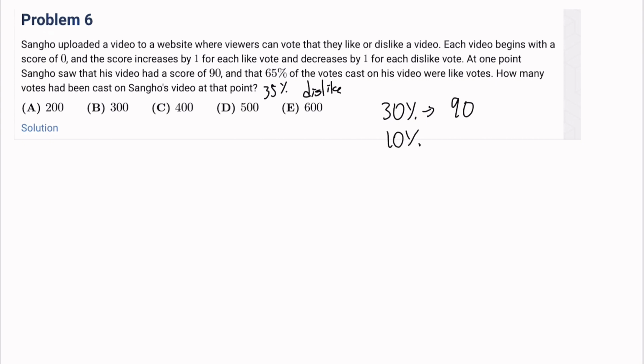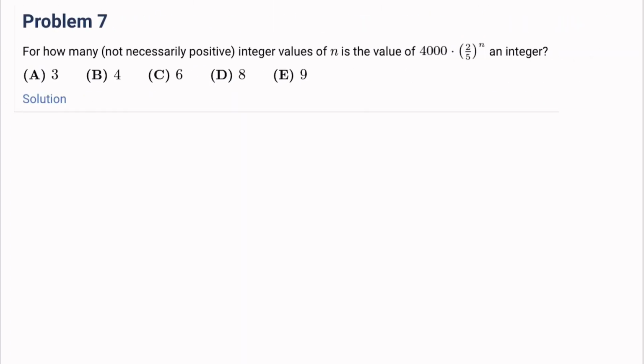So 10% of the votes would be 90 divided by 3, which is 30, and so 100% would be 30 times 10, right? So that would be 300. So the answer is 300 votes. The answer is B. Number 7, for how many not necessarily positive integer values of n is the value of this an integer?